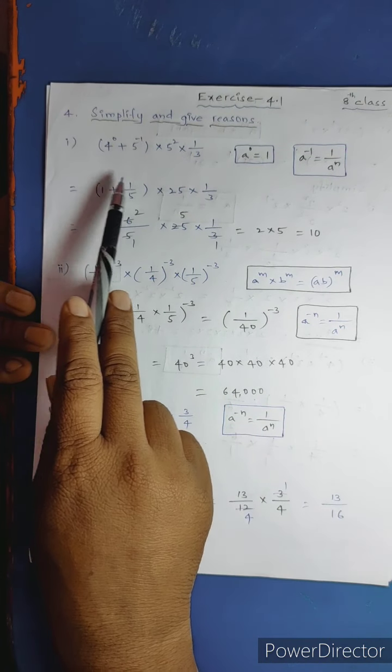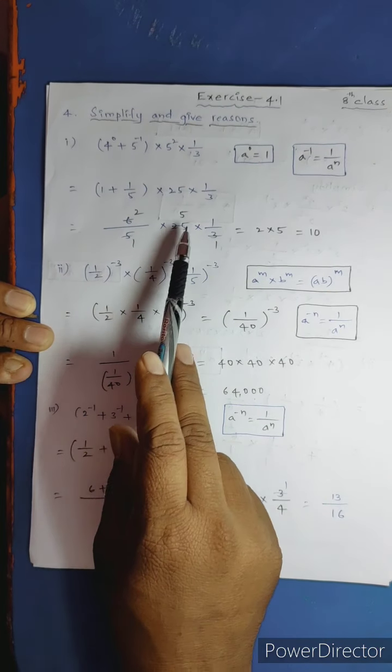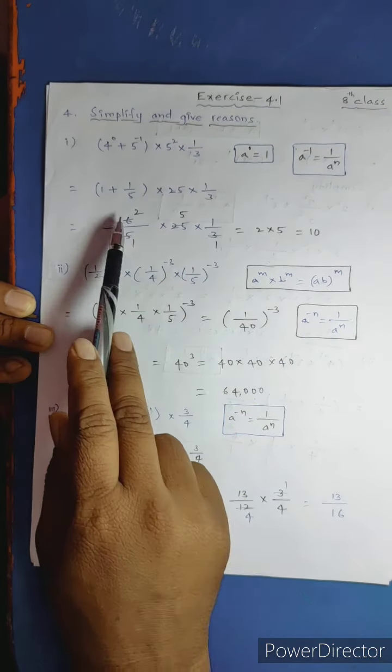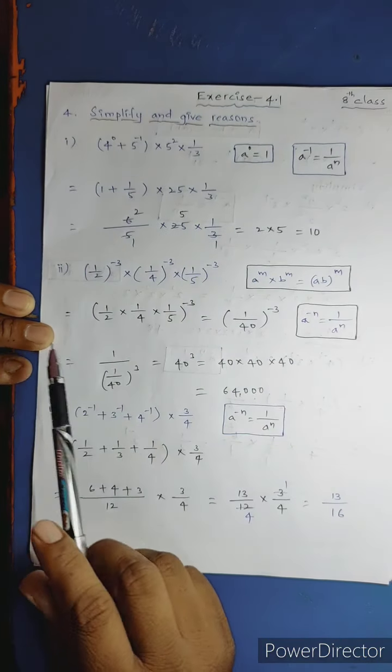5 1 is 5, 5 and 1 makes 6, 6 by 5 into 25 into 1 by 3. 5 1 is 5, 5 5s are 25. 3 1 is 3, 3 2s are 6. Now remaining 2 and 5. 2 5s are 10. Second problem.